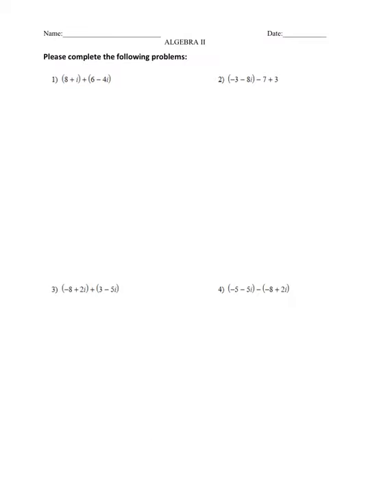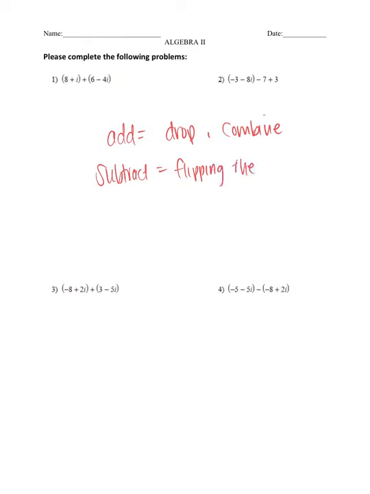Okay? And then 1 through 4 on a separate page. All right, so you're going to complete this on Cami or on a piece of paper and then send it over to me, okay? So remember, just last thing before you go, addition: you are dropping out of the parentheses and combining, okay? Subtraction: you are flipping the signs of the second parenthesis, right? Then combining.